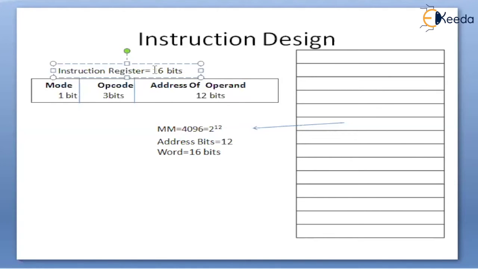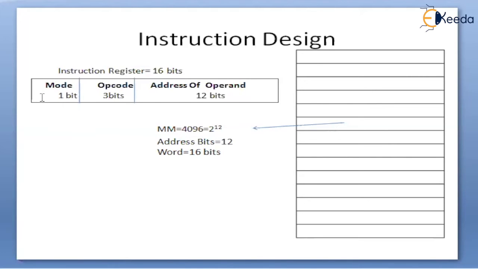Now, we are designing a single accumulator organization. In the initial videos, I told you that we use a single accumulator organization as we are designing a basic computer. So let us understand how the instruction is designed in the single accumulator organization. The instruction size is 16 bits.